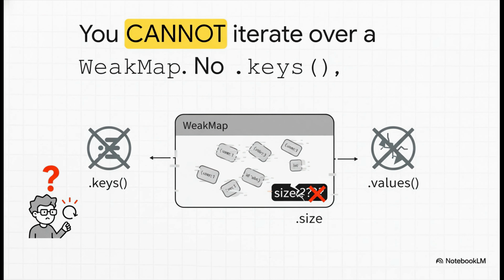But, and this is a big but, here's the trade-off. You can't loop over it. There's no .keys, no .values, not even a .size to see how many things are inside. And when you think about it, it makes perfect sense. How could you? The garbage collector could literally delete an item from the WeakMap at any second, even in the middle of your loop. It would be completely unreliable, so JavaScript just doesn't allow it.